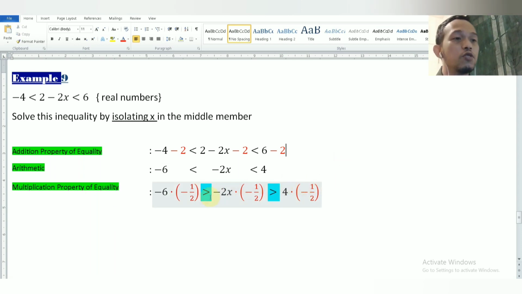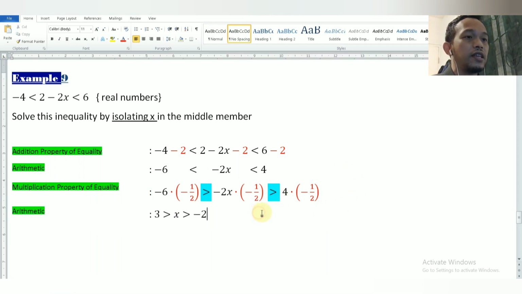Since you multiply by a negative, again, reverse the sign. Originally it's less than, it becomes greater than. Don't forget about this. Okay, so let's do the arithmetic. In the end, you have the statement that x is between -2 and 3 exclusively.